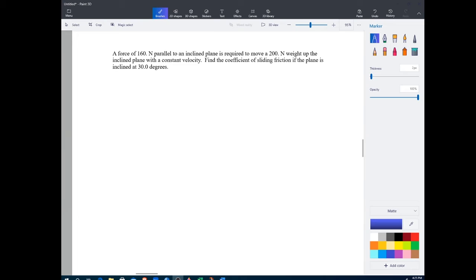Alright, one last problem. We have a force that we're going to push a box up a ramp this time. We are going to have some friction involved. So, get your ramp ready. On this one, I'm going to have to draw it in. Got my box. And it says a force of 160 newtons parallel to the inclined plane is required to move. That sounds to me like it's an applied force to push it up the ramp.